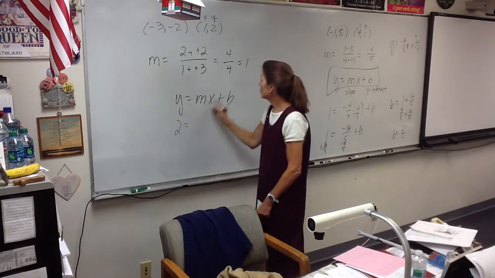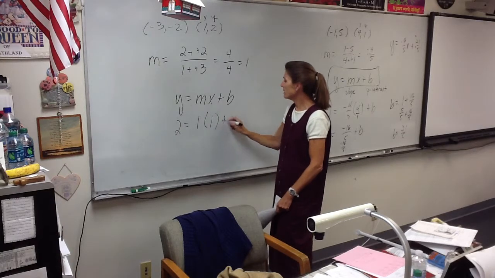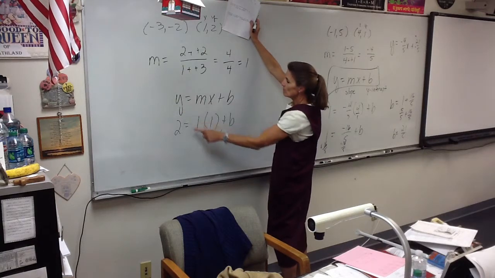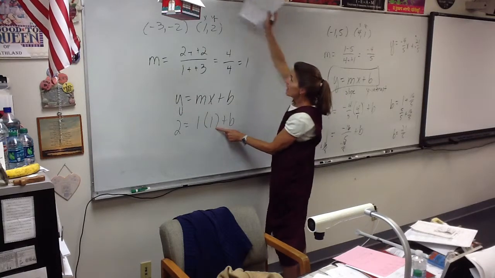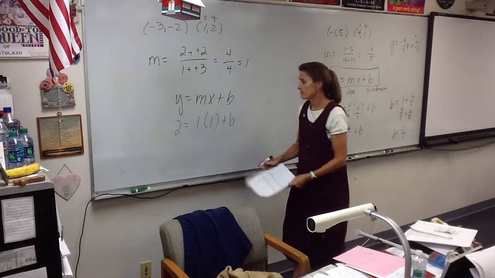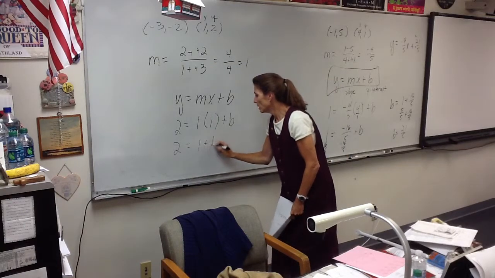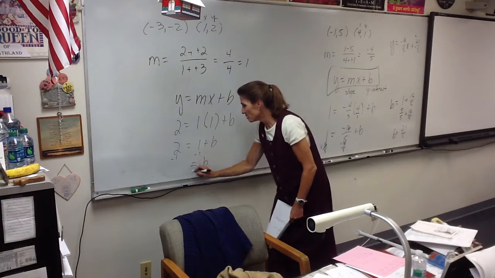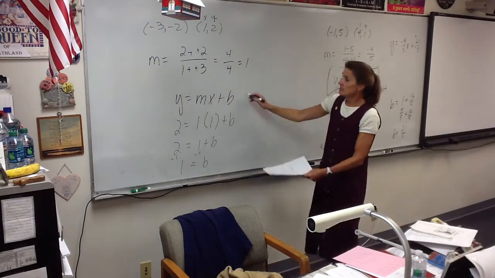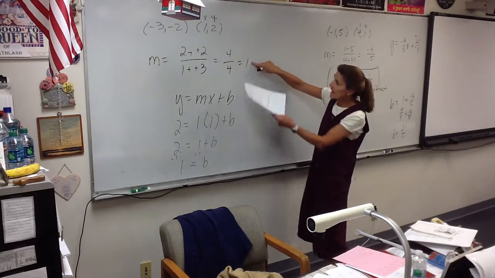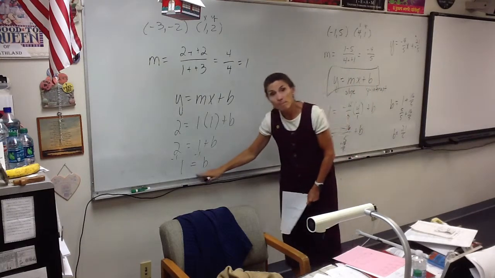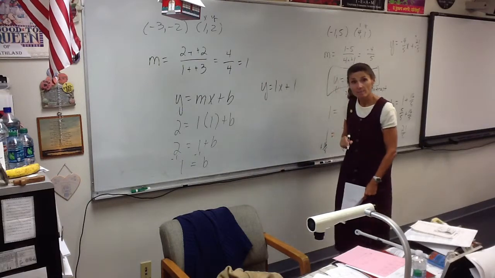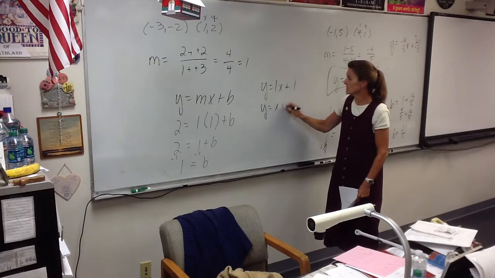2 equals 1 times 1 plus b. Y is 2, m is 1, x is 1, plus b. So 2 equals 1 plus b. Subtract 1 from both sides, and b equals 1. So my equation, which has an m of 1 and a b of 1, will be y equals 1x plus 1, or just y equals x plus 1.